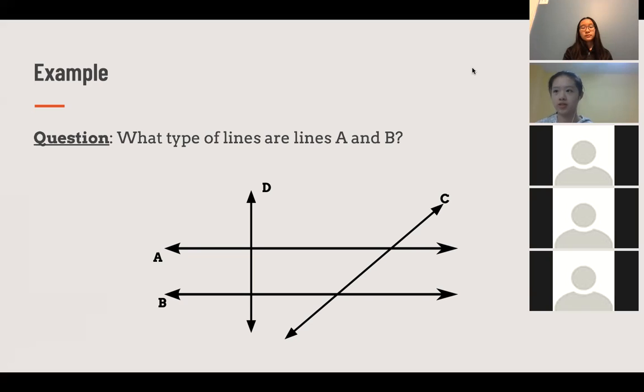And to answer Shriram's question, no, a ray is not a line. A ray consists of one endpoint, but then the other side extends on forever.